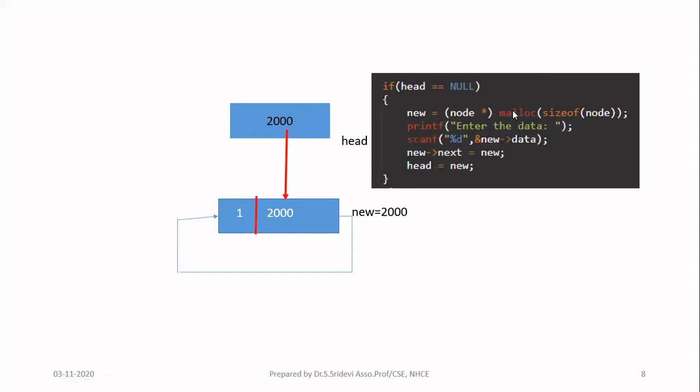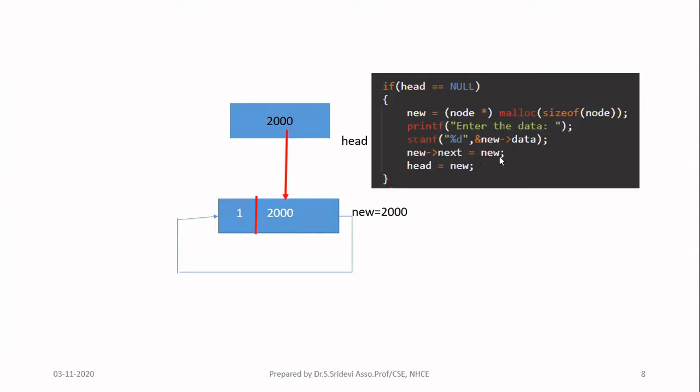So after malloc is over, you get the value of the data from the user and store it in the memory. After that, now this line is very, very important. Whichever is unique to this, I will focus on that. Whichever is already seen by you people, I'm not insisting more. So you focus on this line: new of the next of new is new.